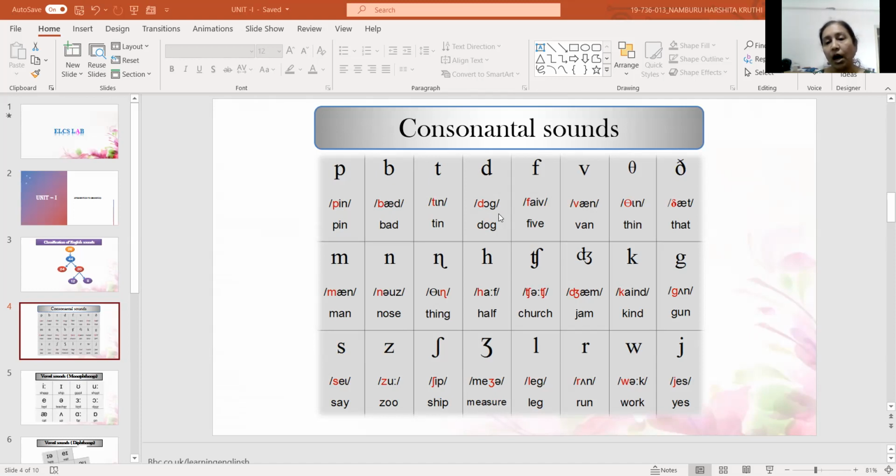Similarly, we have other sounds as well. So this site, bbc.co.uk Learning English, will help you learn all these sounds thoroughly and exactly, right? You need to have some patience to listen to these sounds and practice them several times individually and also in the words. Okay? So these are the 24 consonant sounds that we have. Next is vowel sounds.